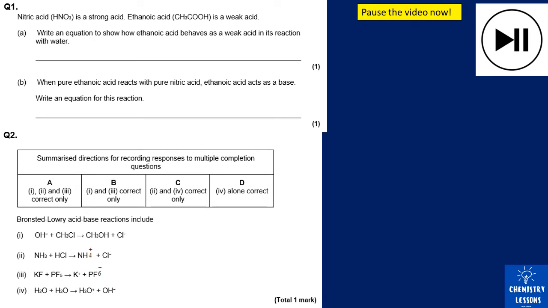Right, opportunity here for you to have a go at practicing these definitions. So pause the video, have a go at these 2 questions, and when you're ready, unpause the video and we'll go through it.